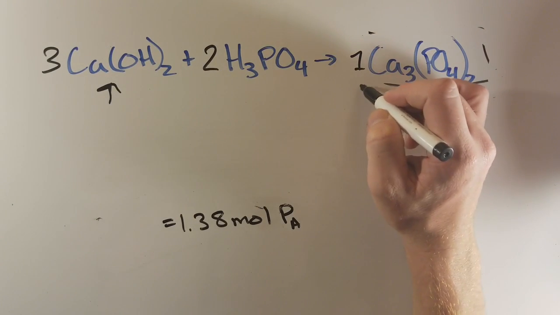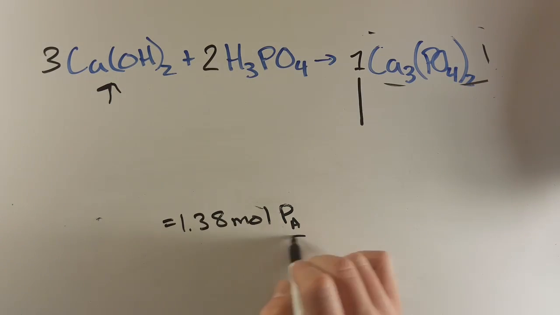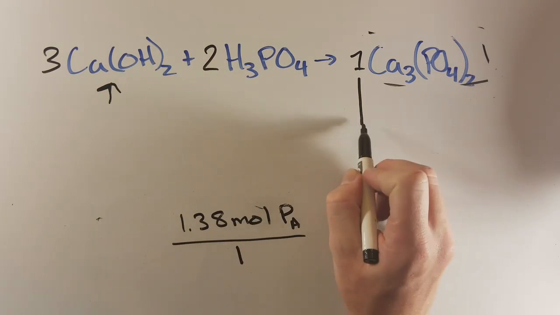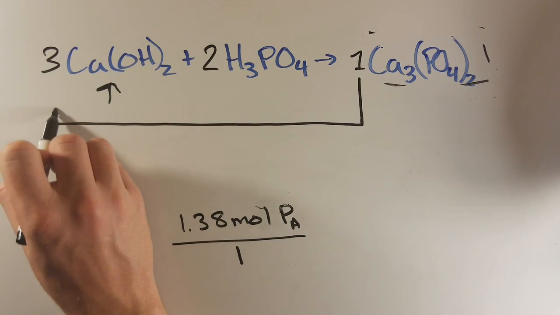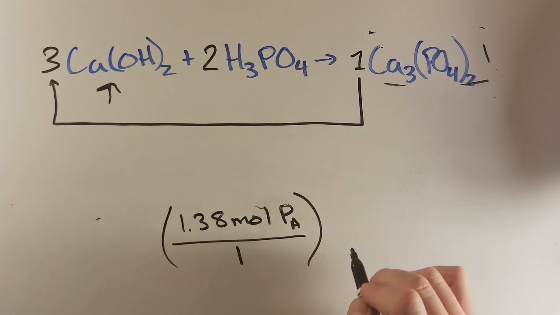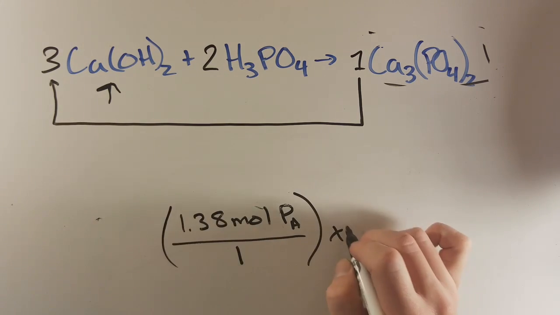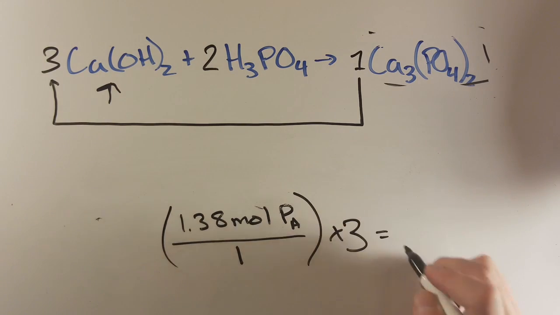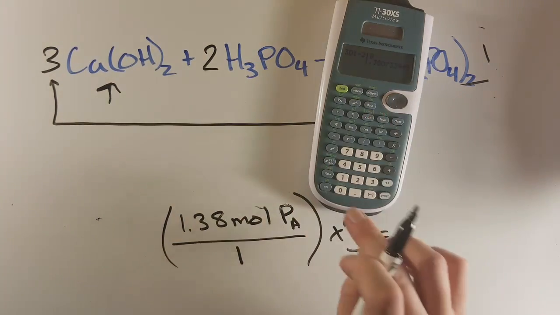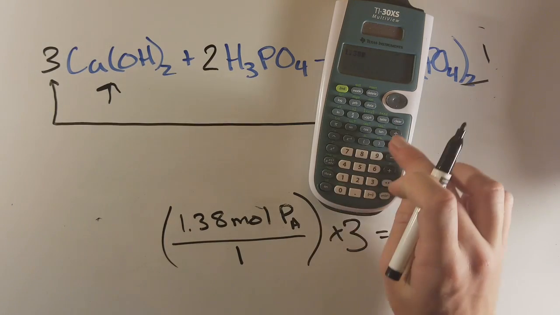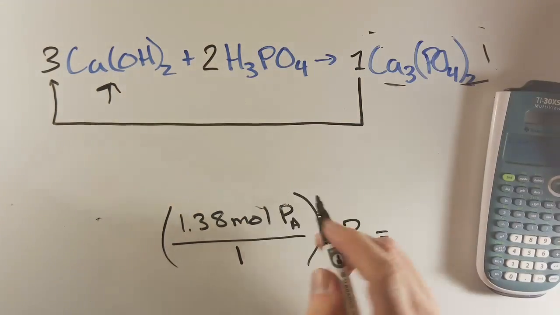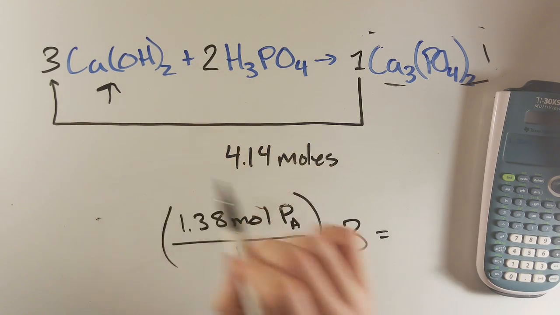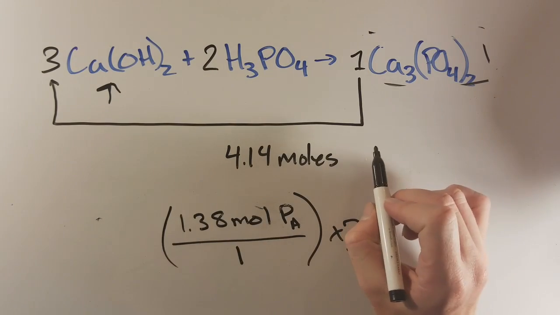We have a 1 here, so if we go down, we divide by that coefficient. We go over, or we move. So moving to the next coefficient, we multiply by 3. Moving, multiplying, moving, multiply. Okay? And so that's going to be our solution in moles. 1.38 times 3 is going to equal 4.14 moles of this calcium hydroxide solution.